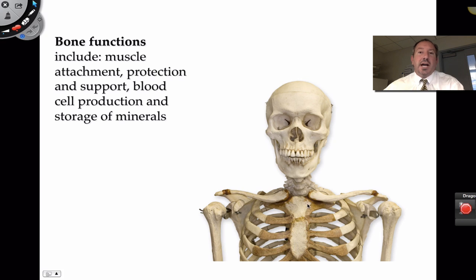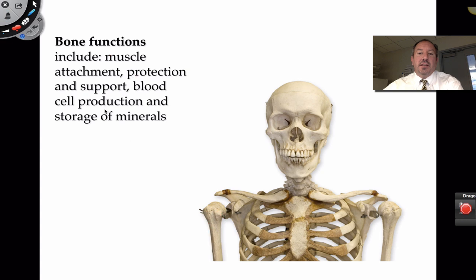But in addition to protection, muscle is attached to the skeleton. Let me get a little bit silly here. We could have muscle attached over here and over here. And if you recall, the point of attachment of a muscle to a bone is called a tendon. When muscles contract, they pull on the bone and we can actually get movement to occur. So muscles attach for the function of movement. We have protection from outside trauma, support to hold ourselves up, and blood cell production.